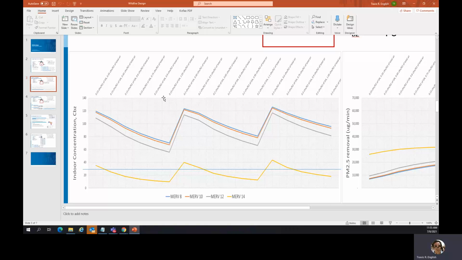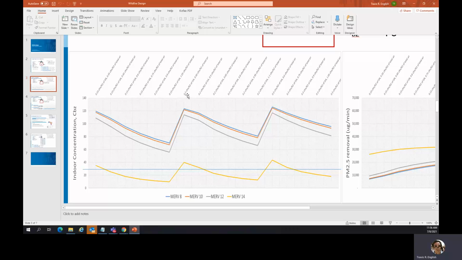If you increase your overall ventilation to 0.9 CFM a square foot, well, then you're actually doing quite a bit more removal, even with your lower filters. And in a MERV 13, MERV 14 scenario, you're under the target. So you're doing quite well.